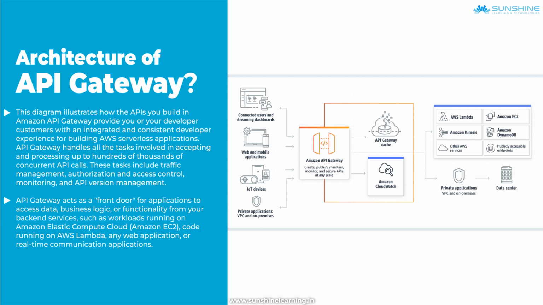So API Gateway acts as a front door for applications to access data, business logic or functionality from your backend services, such as workloads running on the cloud, code running on Lambda, any web application, or a real-time communication application with the Kinesis pipeline as well.